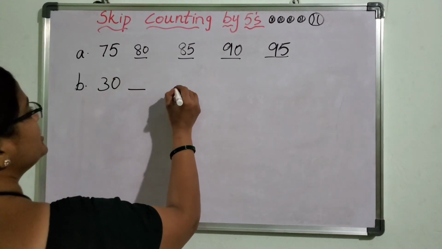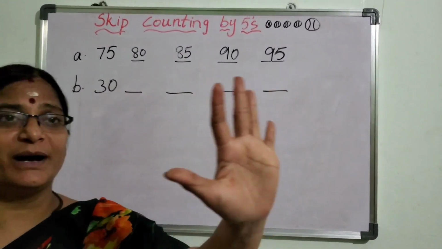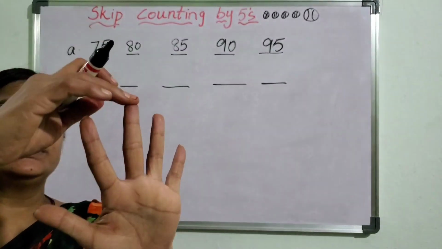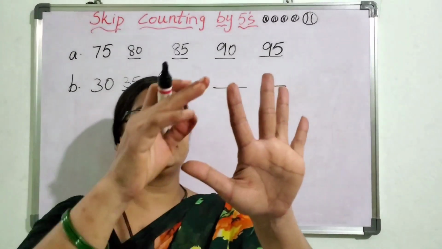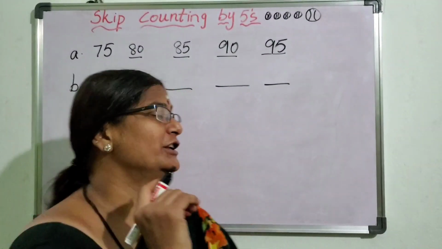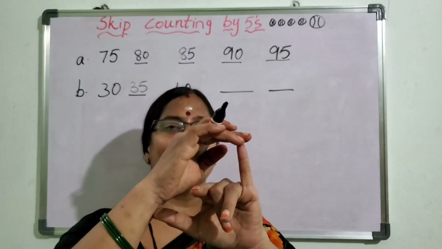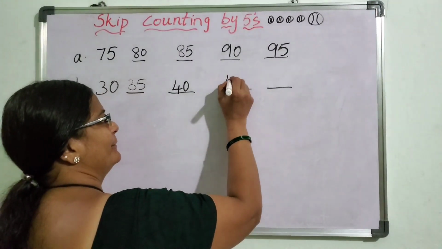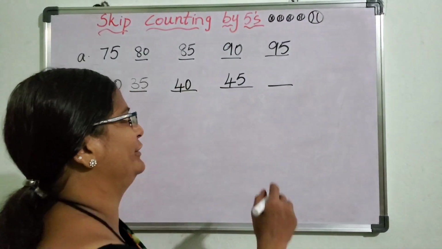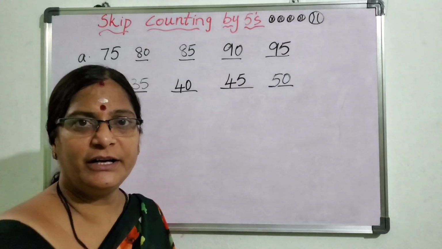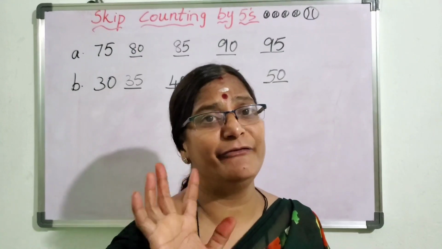30 dash dash dash dash. Now, after 30, count by fives. 31, 32, 33, 34 and 35. 36, 37, 38, 39, 40. 41, 42, 43, 44 and 45. Next, 46, 47, 48, 49, 50. Got it? Now, we have finished count by twos and count by fives.